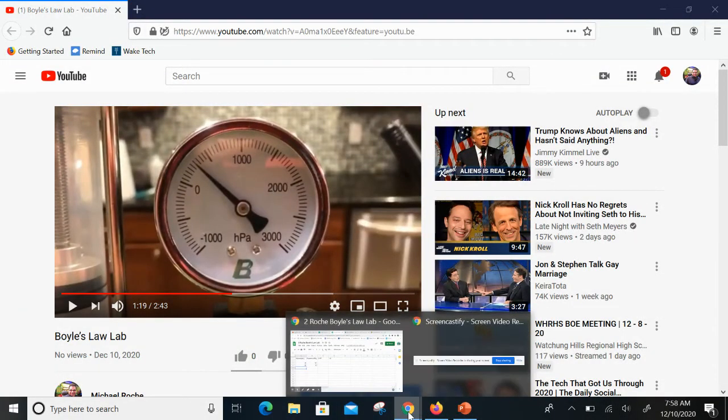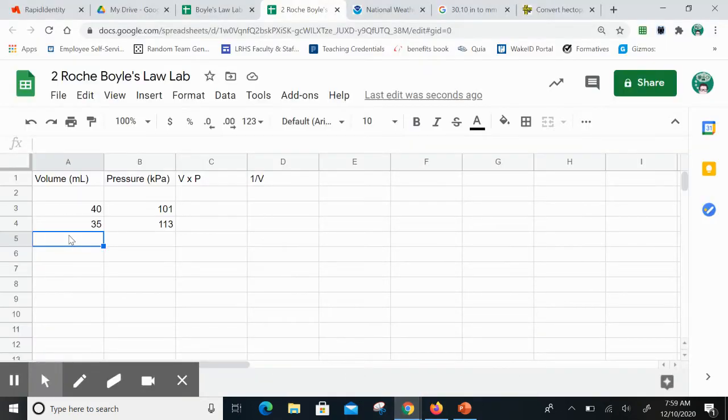So 101 plus 30 is 131. So at the reading of 30 milliliters, I was at 131. Okay, so we were up 30 kilopascals higher than 101. All right, now we're going to do 25 milliliters.